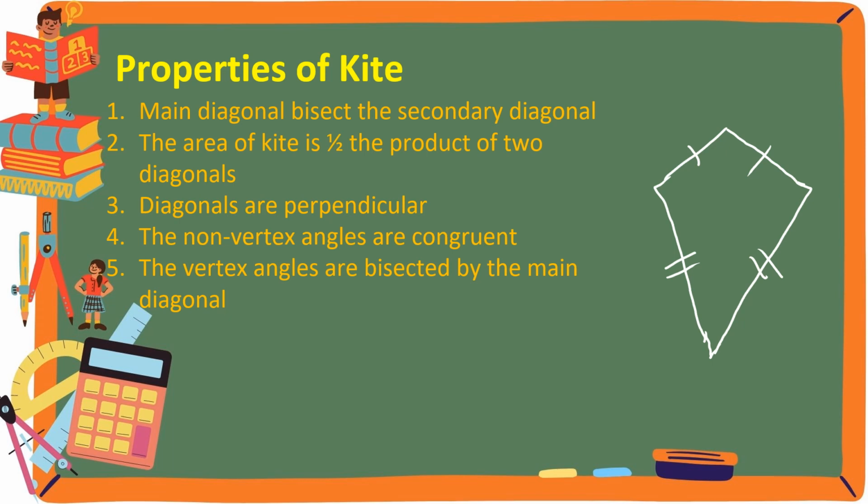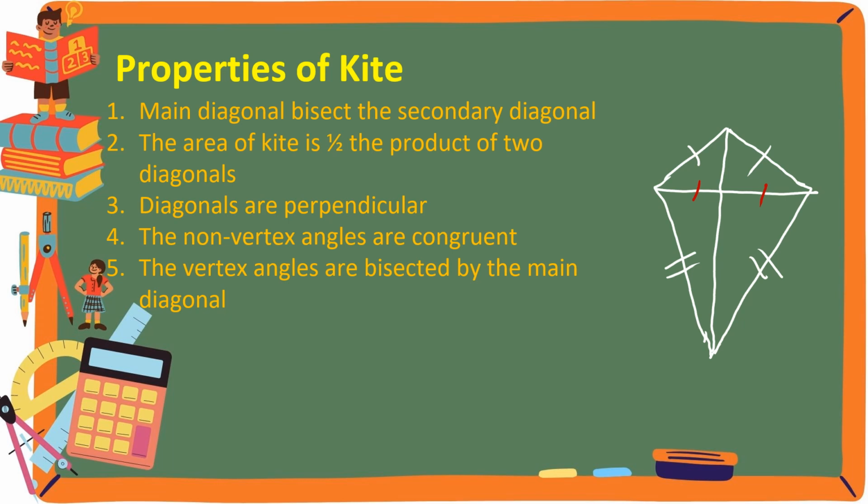Then, the main diagonal bisects the secondary diagonal. So, meron tayong dalawang diagonals dyan. So, yung main diagonal, binabisect niya itong nasa gitna. So, ito ay magiging equal. Pero yung malaki, hindi siya equal. Kita naman po.